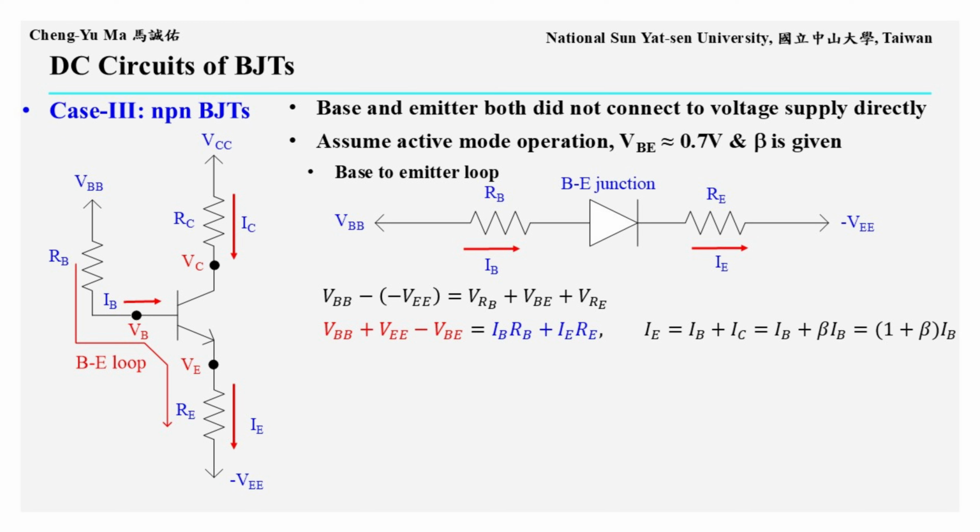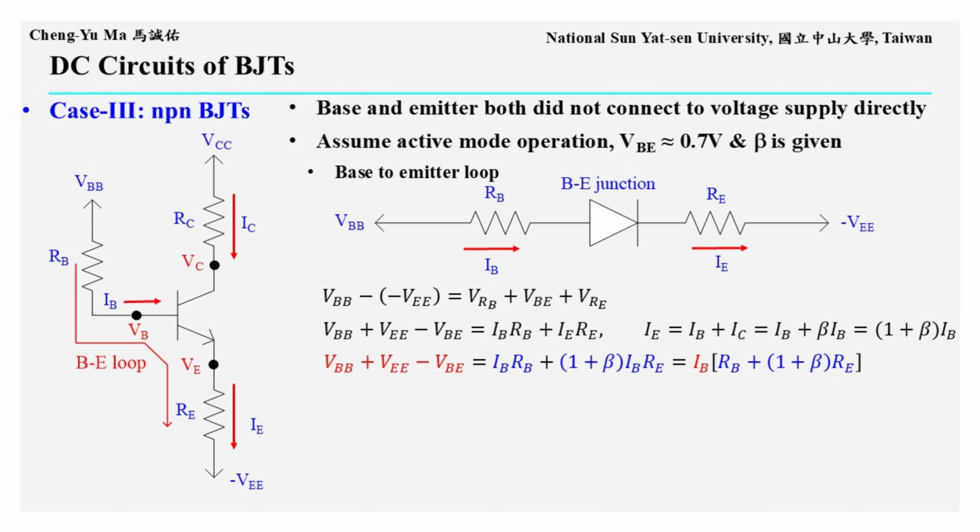After rearranging the equation, the total voltage available across the two resistors is VBB plus VEE minus VBE. This equals IB times RB plus IE times RE. In active mode, IC equals beta times IB, so IE equals IB plus IC, which becomes 1 plus beta multiplied by IB. This current relationship is valid only when the transistor is operating in active mode.